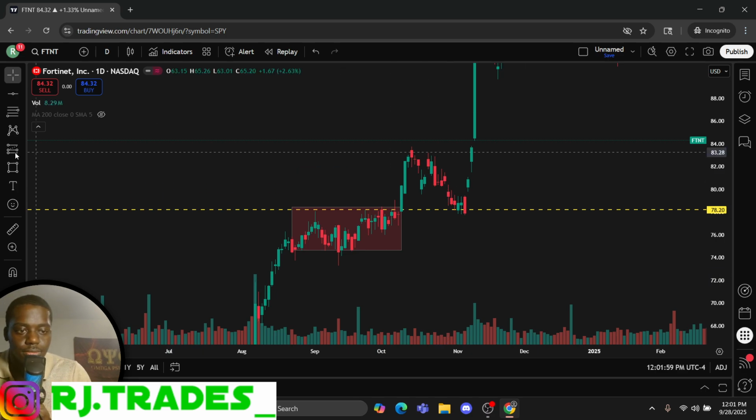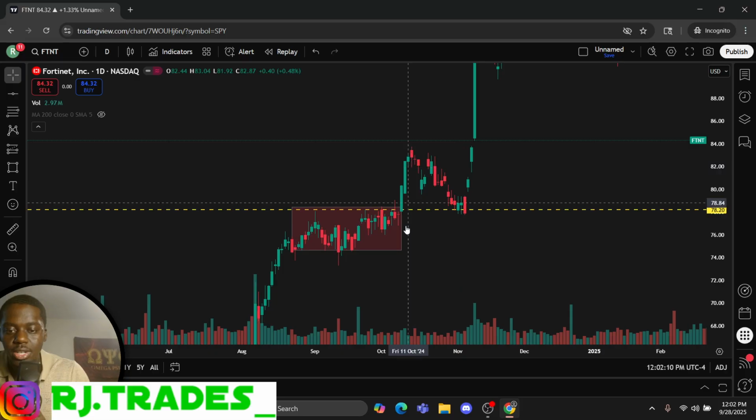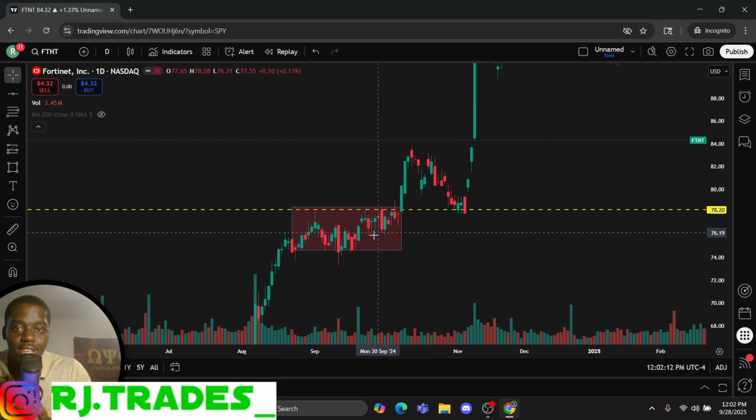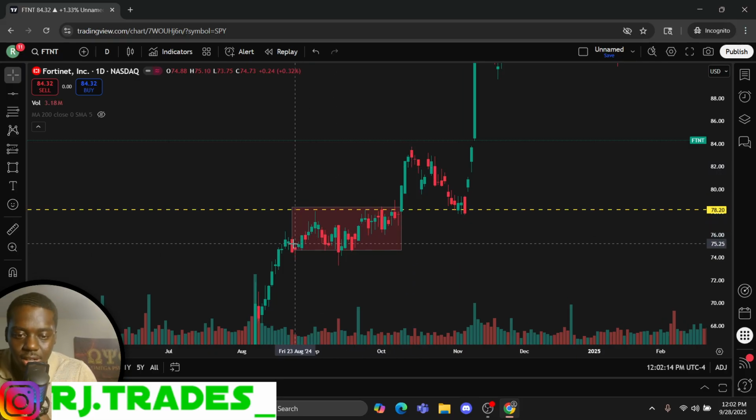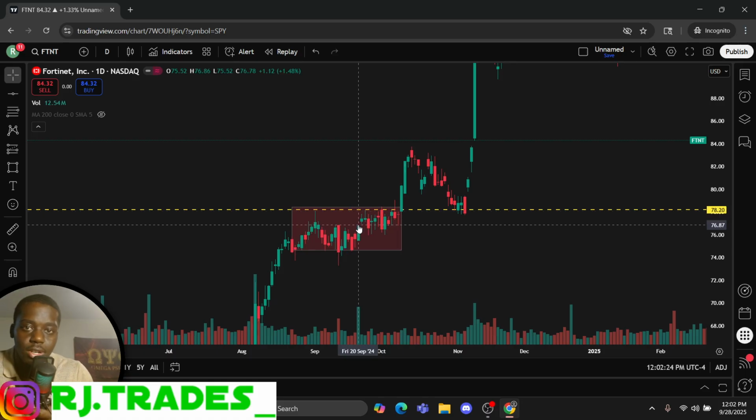Let's take a look. Notice FTNT, we finally broke out. We went crazy, okay? It went from 77 all the way up to 83, 84 in 1, 2, 3, 4 days. Now, why is that significant? Take a look at this. Look how long this was in consolidation. So this was in consolidation from August 22nd, 2024, all the way until it broke out in October. This is why it's important to know your levels.